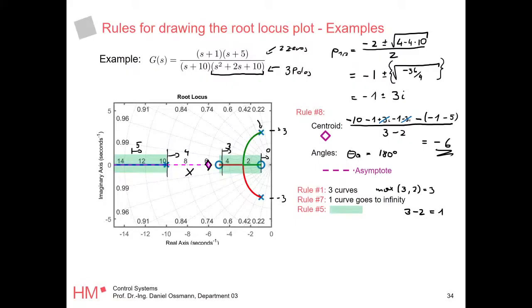Actually, if you miscalculate the centroid, here it doesn't matter, because we only have one asymptote going to infinity, and it does not matter where this asymptote starts. It can start at the origin. We know that this one can only go left. So when you miscalculate here and say it's -4, -2, whatever, the root locus curve will not change. But here the -6 is the correct result. Okay, so far so good.